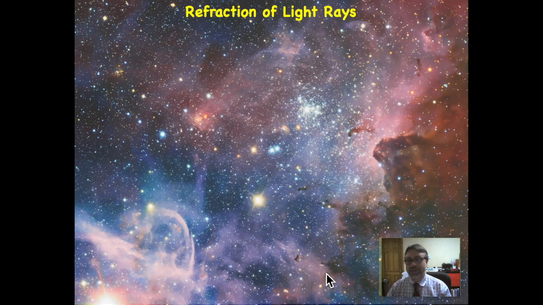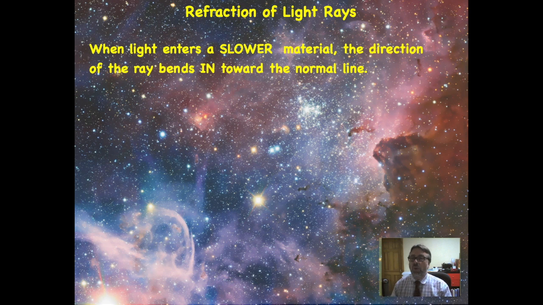So, in summary, when light enters a slow material, like going from air into glass or air into water or air into any material, since in air the light is traveling the fastest it can, then the light ray will bend inwards towards that normal line.